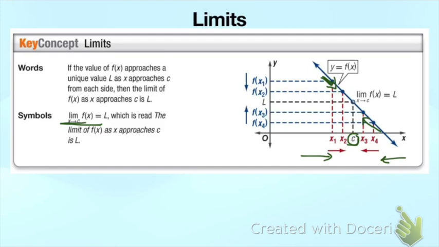Today we're going to introduce you to what a limit is and how to find them, both graphically and using tables of values. We're going to get closer and closer to some x value, and as we get close to that x value, what's happening to my y values? If from the left and right we approach the same y, we have a limit. If they approach different values, we don't have a limit.